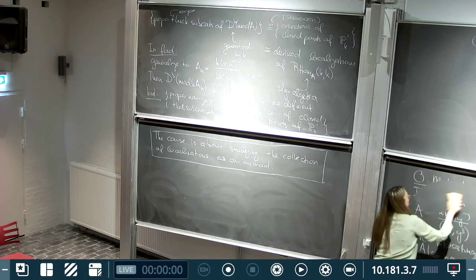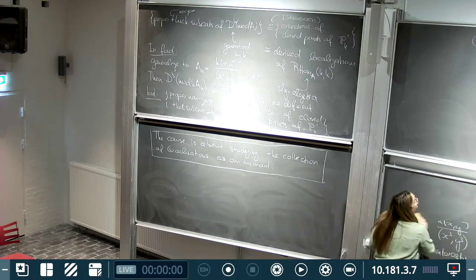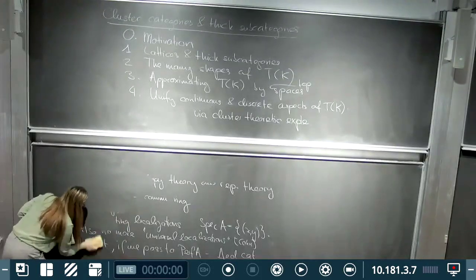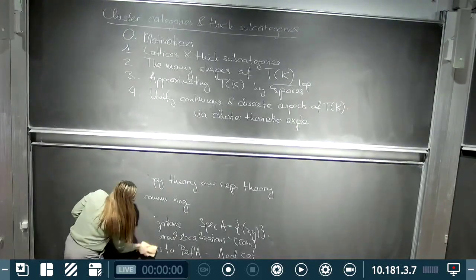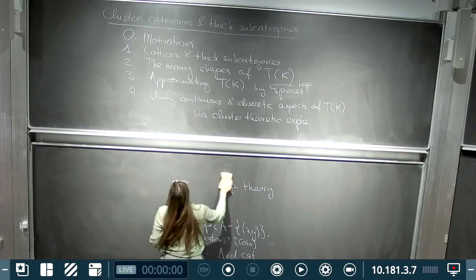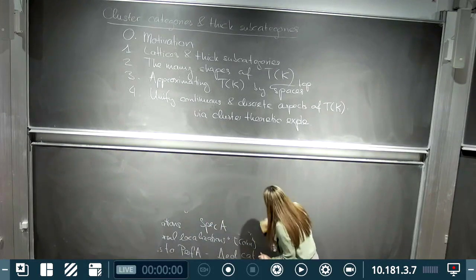So we're going to start. Oh, no, that was the right one. We want to keep that one. We're going to start now with part 1, which is lattices and big subcategories.